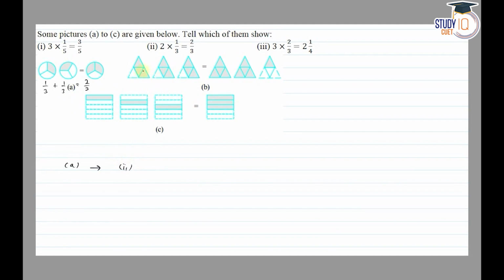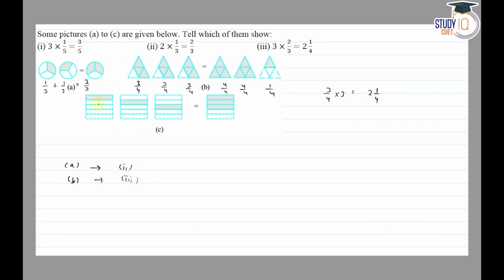Here there are four parts, out of them three are shaded, so 3 by 4. 3 by 4 is equal to, here four equal parts, out of them four are shaded, so 4 by 4. 4 by 4 plus 1 by 4. So here 3 by 4 into 3 is equal to 4 by 4 plus 1 by 4. So it represents 3. So figure B represents option 3.